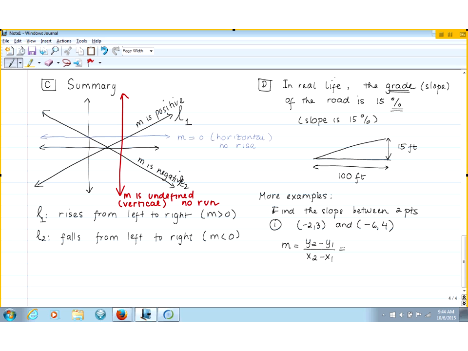Yes. So we don't need to graph. We just need to use the formula, y2 minus y1 over x2 minus x1. So what is y2 minus y1? 4 minus 3, divided by -6 minus -2. So 4 minus 3 is 1, divided by -6 plus 2, which is -4. So the slope is -1/4. Right?